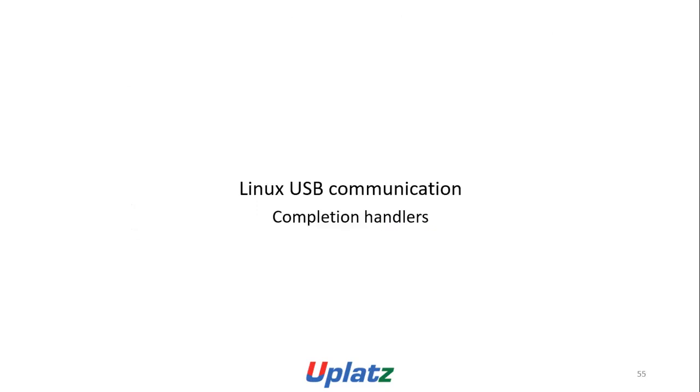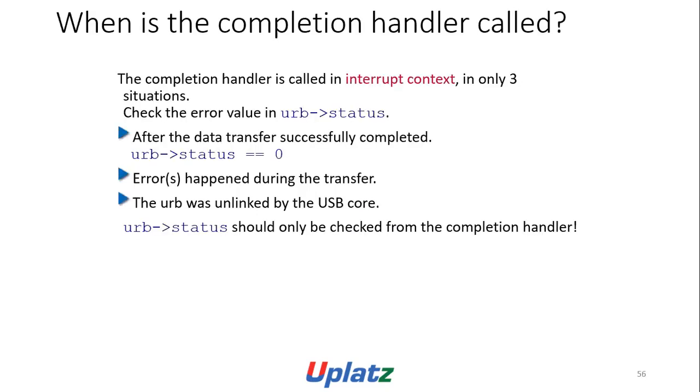Linux USB communication: completion handlers. When is the completion handler called? The completion handler is called in interrupt context in only three situations. Check the error value in urb->status. After the data transfer successfully completed, urb->status equals 0. Errors happened during the transfer. The URB has been unlinked with usb_unlink_urb. The URB status should only be checked in the completion handler.